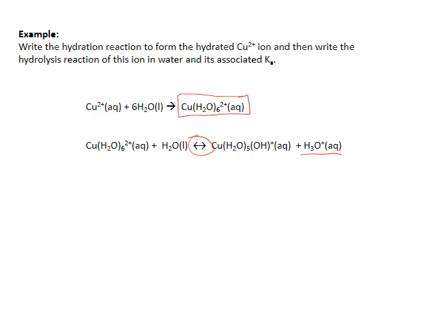Notice how the formula of the product copper complex is shown. Since one water molecule from the original complex donated its proton, there are 5 water molecules remaining that are attached to the copper, and the 6th water molecule is now an OH ion. Since the original complex had a charge of 2+ and it's lost a proton, the new complex has only a charge of +1.